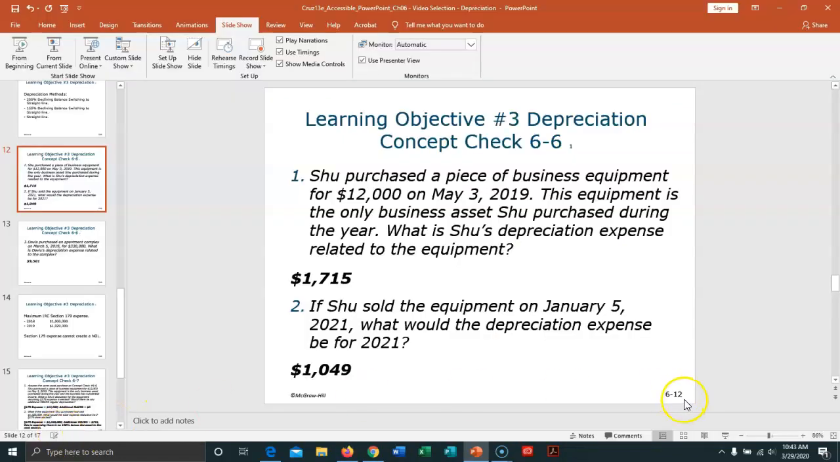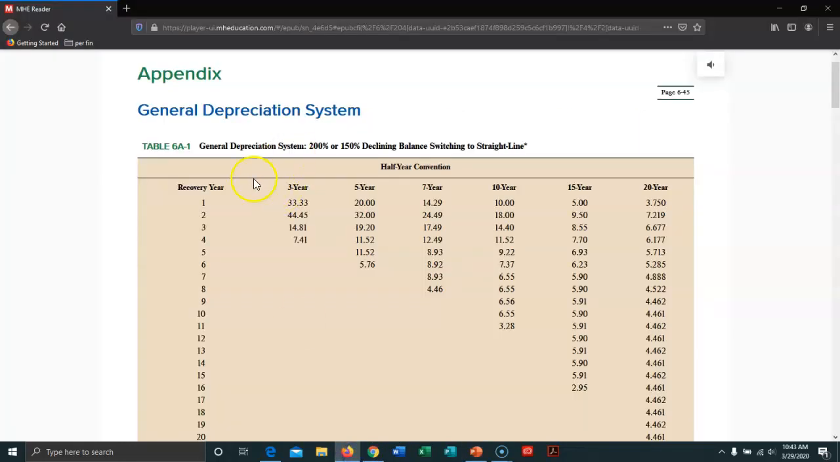All right. Now let's look at the second half of this transaction. It says if Shu sold the equipment on January 5th, 2021, what would be the depreciation expense for 2021? So one thing we want to bring up here is that the asset is in years 2019, 2020, 2021. When I jump over to my chart here, I'm going to go to year 3, and I am going to take the $12,000, the original basis in the asset. I'm not going to change that.